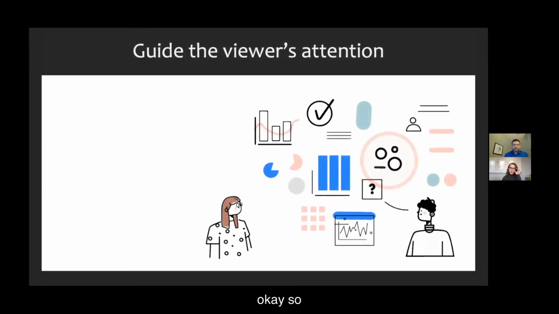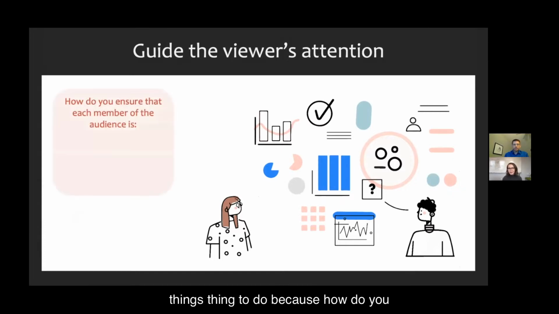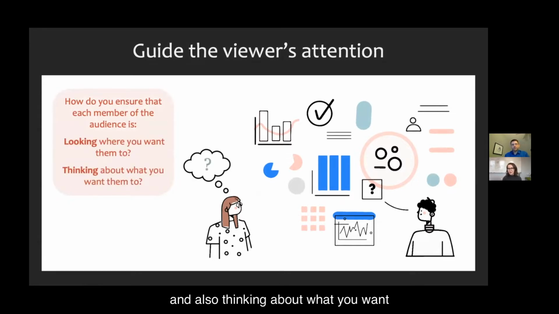Okay, so right now I'm going to talk about mainly tips for giving a talk. How do you guide the viewer's attention as you give a talk? This is a really challenging thing to do, because how do you ensure that each member of the audience is looking where you want them to look and also thinking about what you want them to think about? If you put up a slide with a lot of information on there, it's going to be really hard for your audience to look and follow along with what you're trying to say.